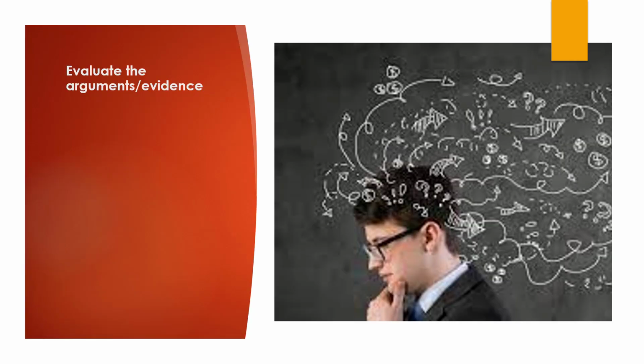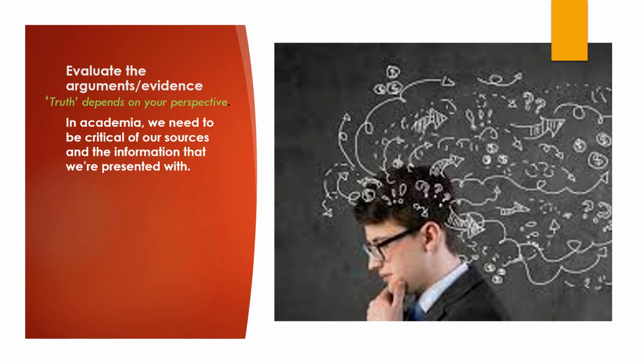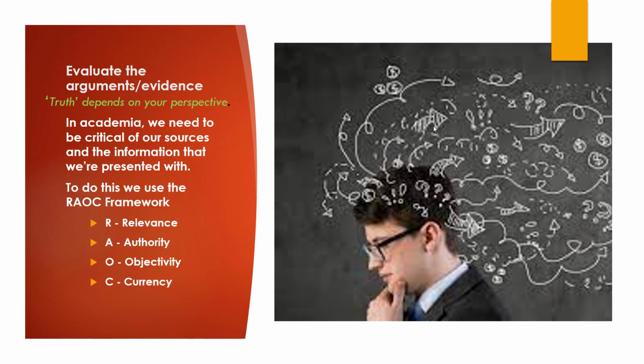So let's consider how we evaluate arguments or evidence presented to us. Firstly, remember that truth depends on your perspective. Each of us, as we read information, enter with our own bias and perspective on the topic. In academia, we really need to be critical of the sources of information that we're presented with and even the sources that we search for ourselves.